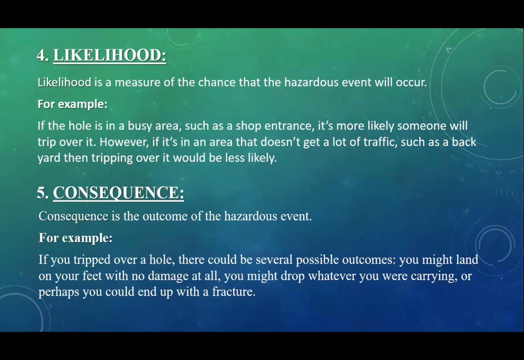And the fifth one is the consequence. What is the outcome of the hazardous event? Let's go through the example. If you trip over a hole, there could be several possible outcomes. You might land on your feet with no damage at all. That is the first possibility. The second possibility is you might drop whatever you were carrying. And the third possibility is that you could end up with a fracture. So this is the consequence.